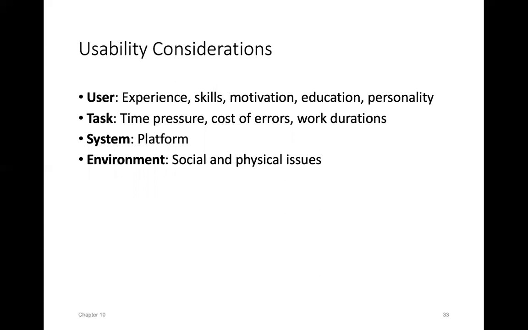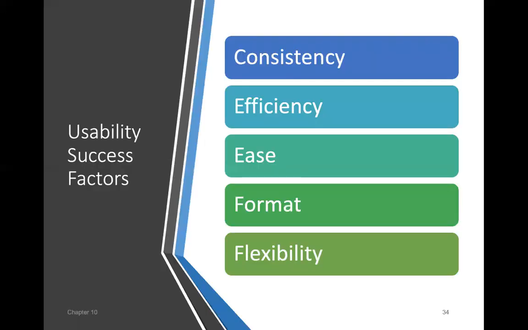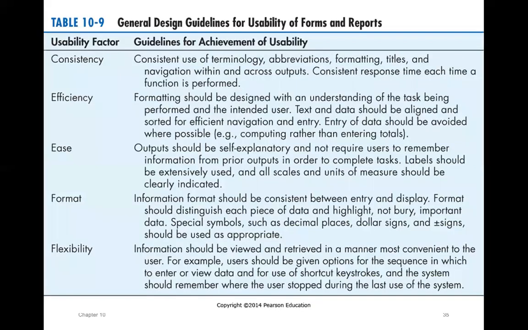The way we measure success when it comes to usability is in five factors. And these are consistency, efficiency, ease, format, and flexibility. Let's look at these in turn in a little bit more detail. Okay, so consistency.